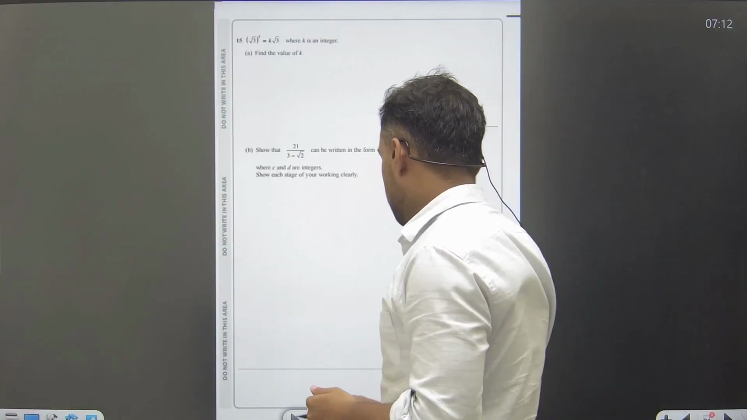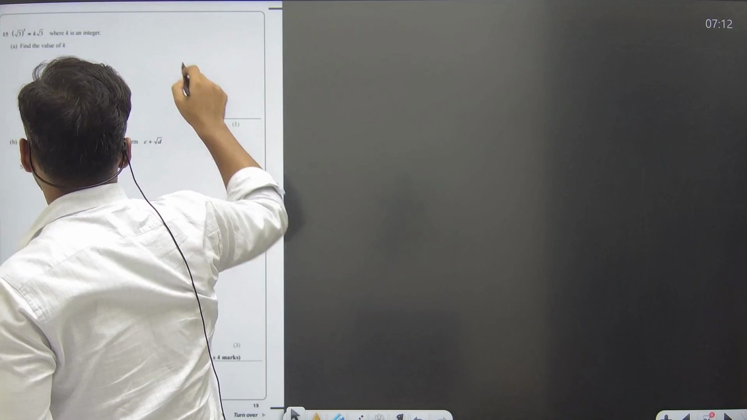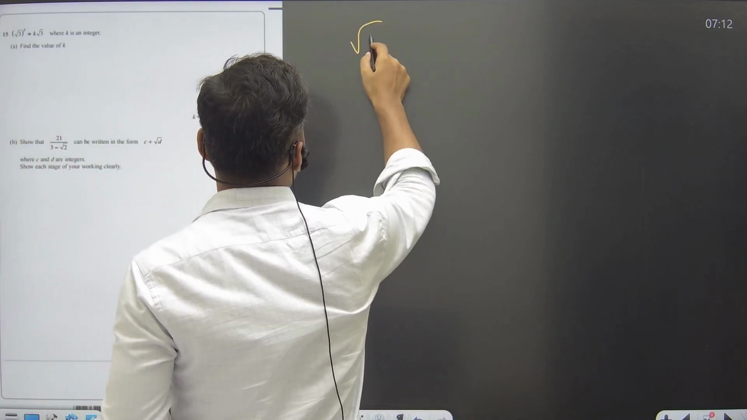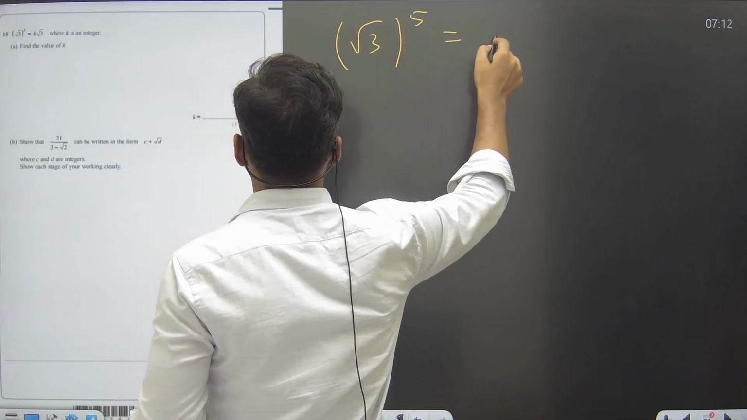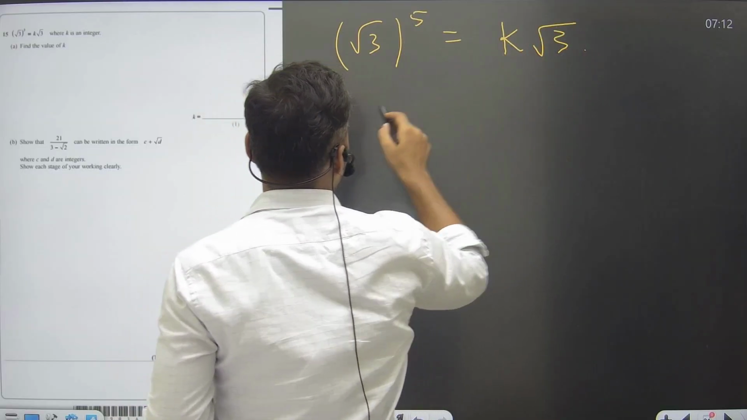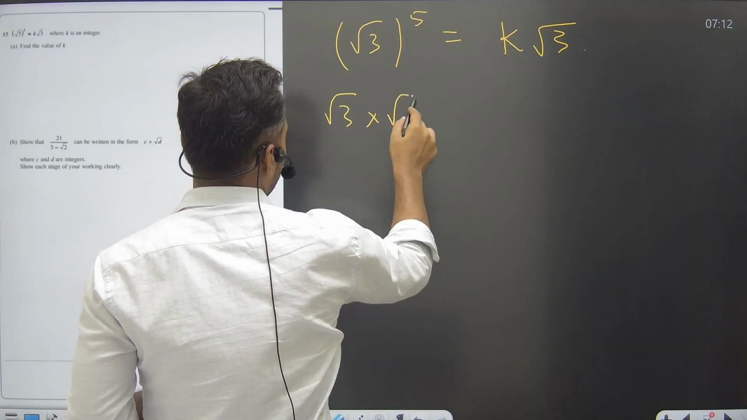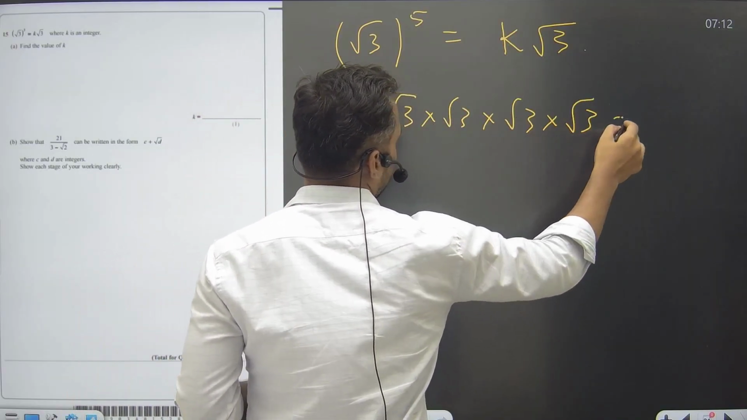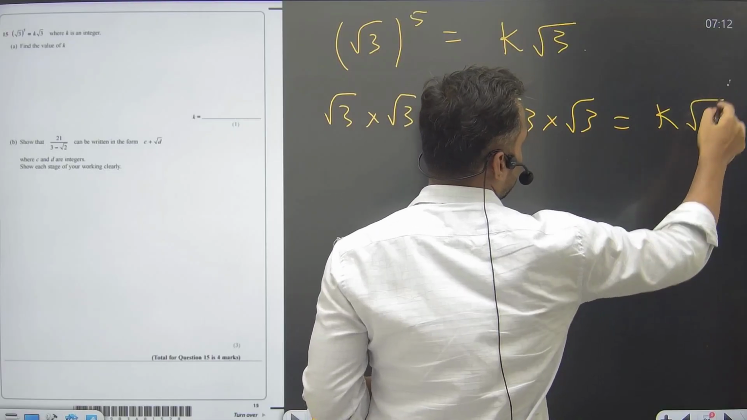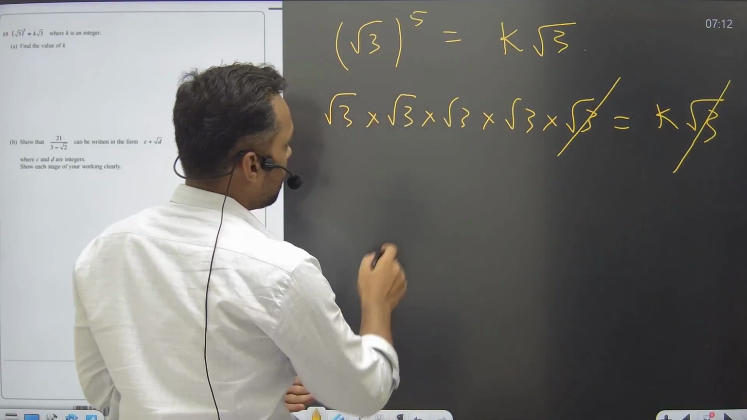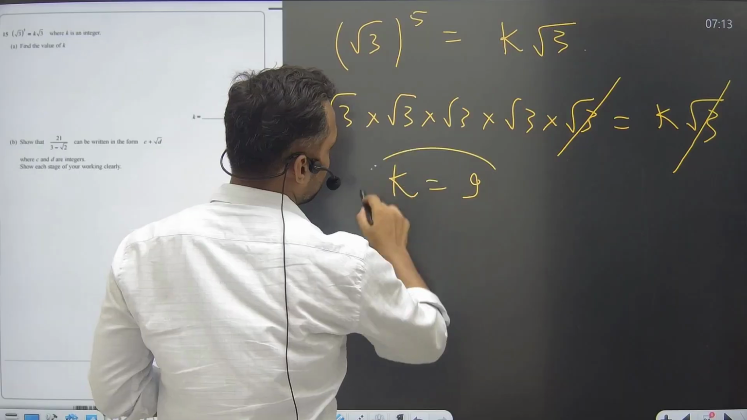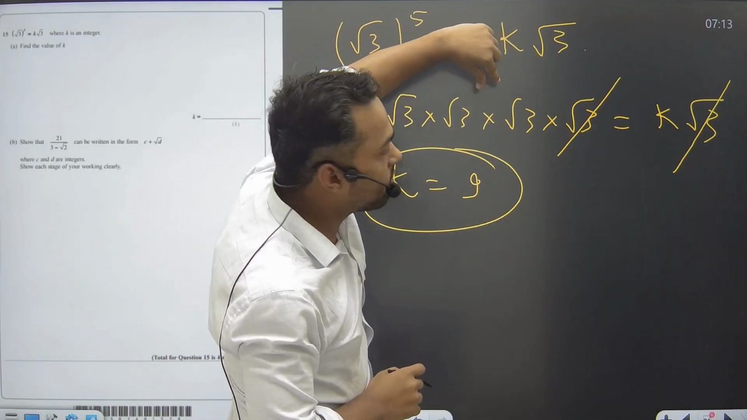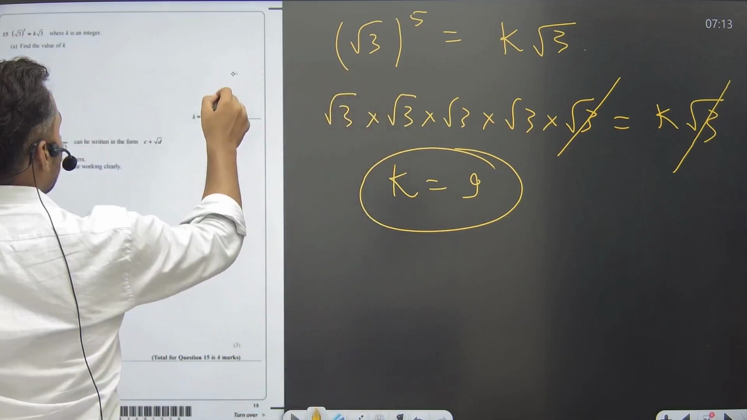Now let's come to the next question. Root 3 power 5 equals k root 3, where k is an integer. Find the value of k. So we can write this as root 3 times root 3 times root 3 times root 3 times root 3 equals k root 3. This root 3 gets cancelled, and here we will get the value of k equal to 9, because root 3 times root 3 will be 3, and root 3 times root 3 will be 3. So 3 times 3 will be 9. So here the value is 9.